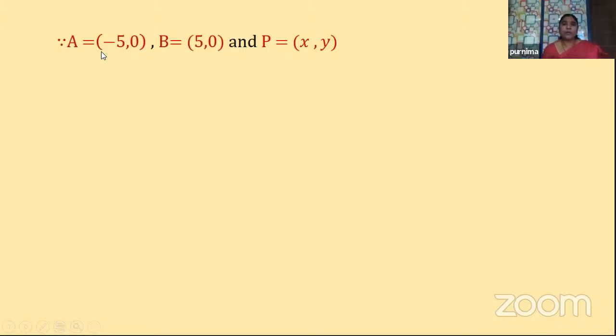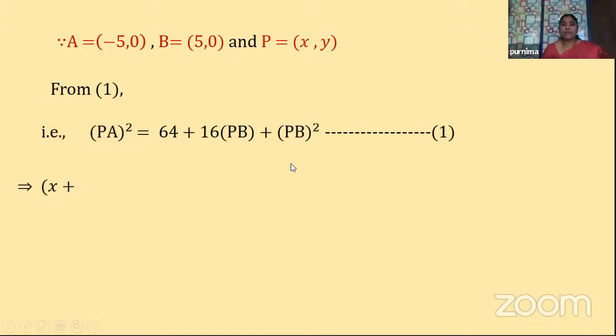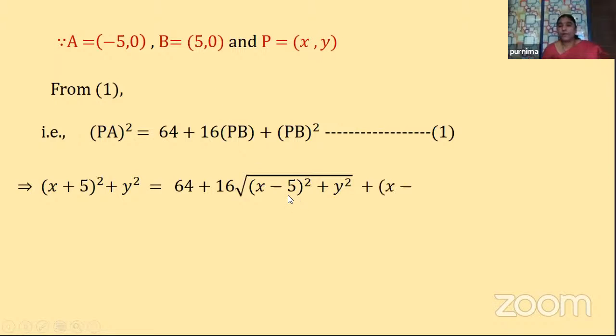So what are the given 3 points? A(-5, 0), B(5, 0) and P(x, y). So from equation number 1, let us write the equation once again here. So this is equation number 1. So let us try to find out PA. (x minus of -5 is x + 5) whole square + (y - 0 is y) square is equal to 64 + 16 into under root of PB, (x - 5) whole square + y square, + (x - 5) whole square + y square, because it is PB square. So there is no square root here.